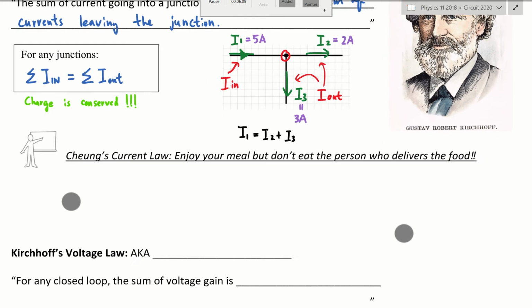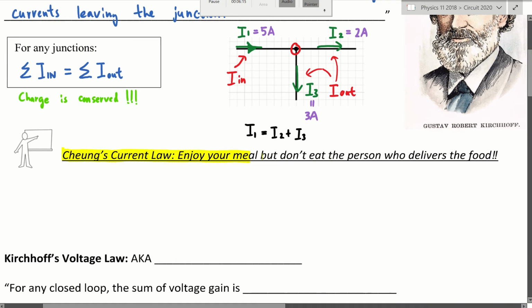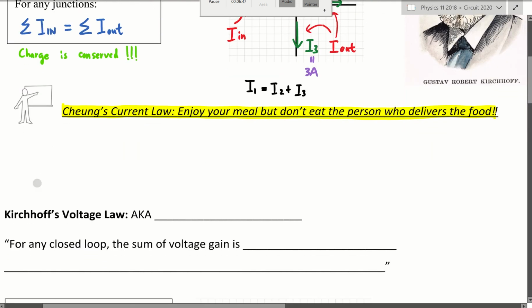So in Mr. Chang's Pizza Hut model, the junction rule translates to: enjoy your meal, but don't eat the person who delivered the food for you. Enjoy your Uber Eats dinner or DoorDash or other company that you might order takeout from, but don't harm the person who's giving you the food. Let them come, let them drop off the food, give them tips, say thank you, and let them go. So the number of people going into a junction is equal to the number of people coming out of a junction. That's basically the rule in that case.